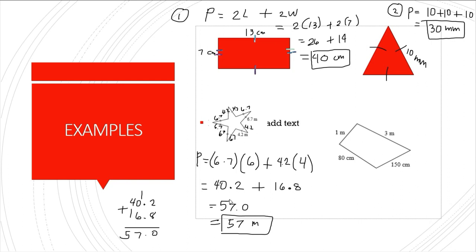Alright, so very simple. All you have to do is to remember the concepts you have learned regarding decimals. Okay, so let's continue. We have another figure right here. All we have to do is to simply add them. So therefore, the perimeter of this figure would be 1 plus 3, but we have a problem here. Look at our unit. This is meters and this is also meters.